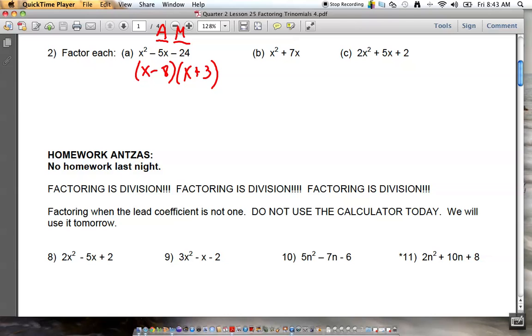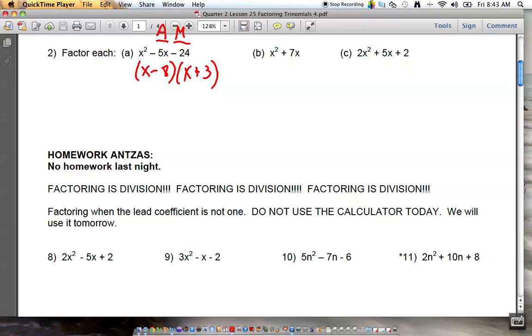And always, always, always do a quick mental check. X times x is x squared. X times 3 is 3x. Negative 8 times x is negative 8x. 3x's and negative 8x's do add up to negative 5x's. Negative 8 times 3 is negative 24. Sam, you with me here? Okay. Who thinks they have the answer for the next one?